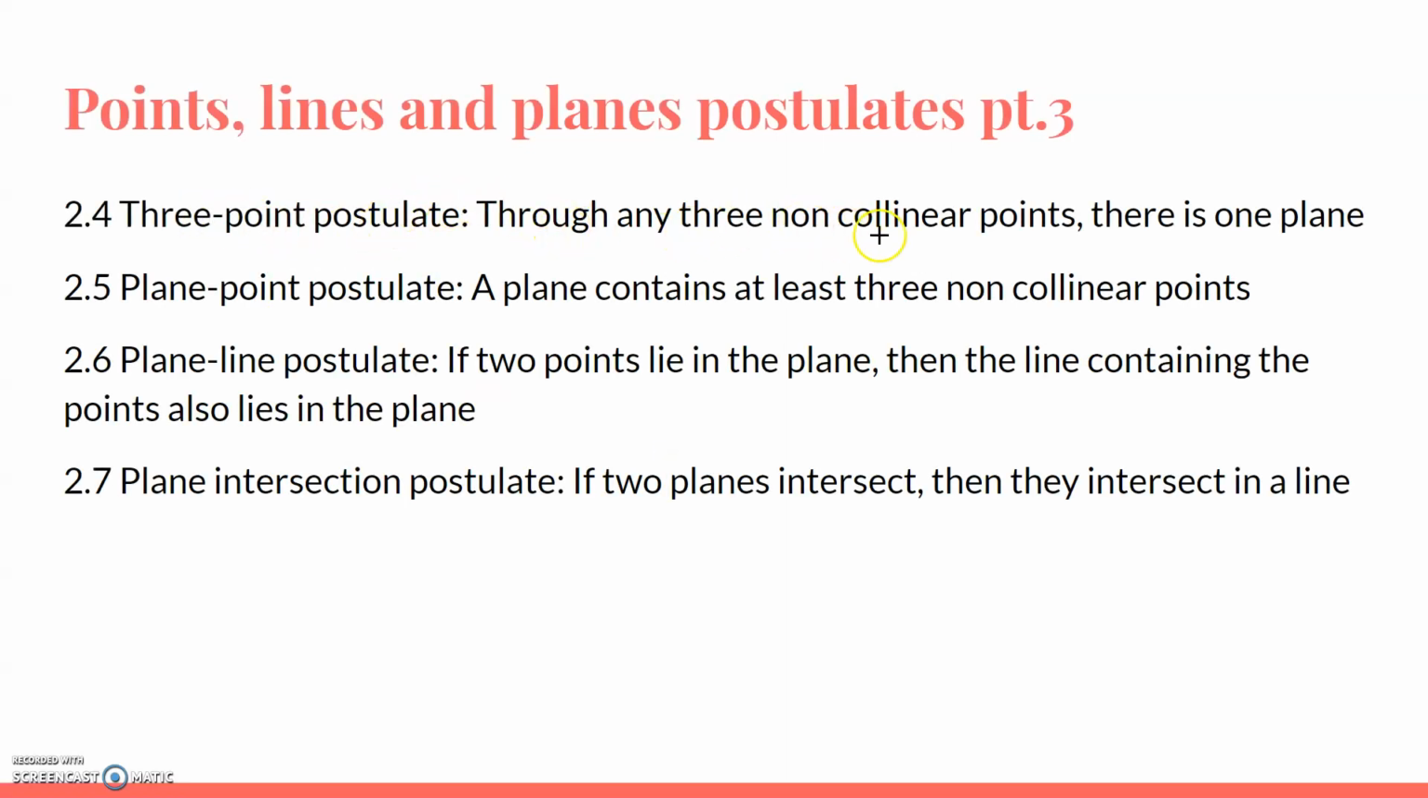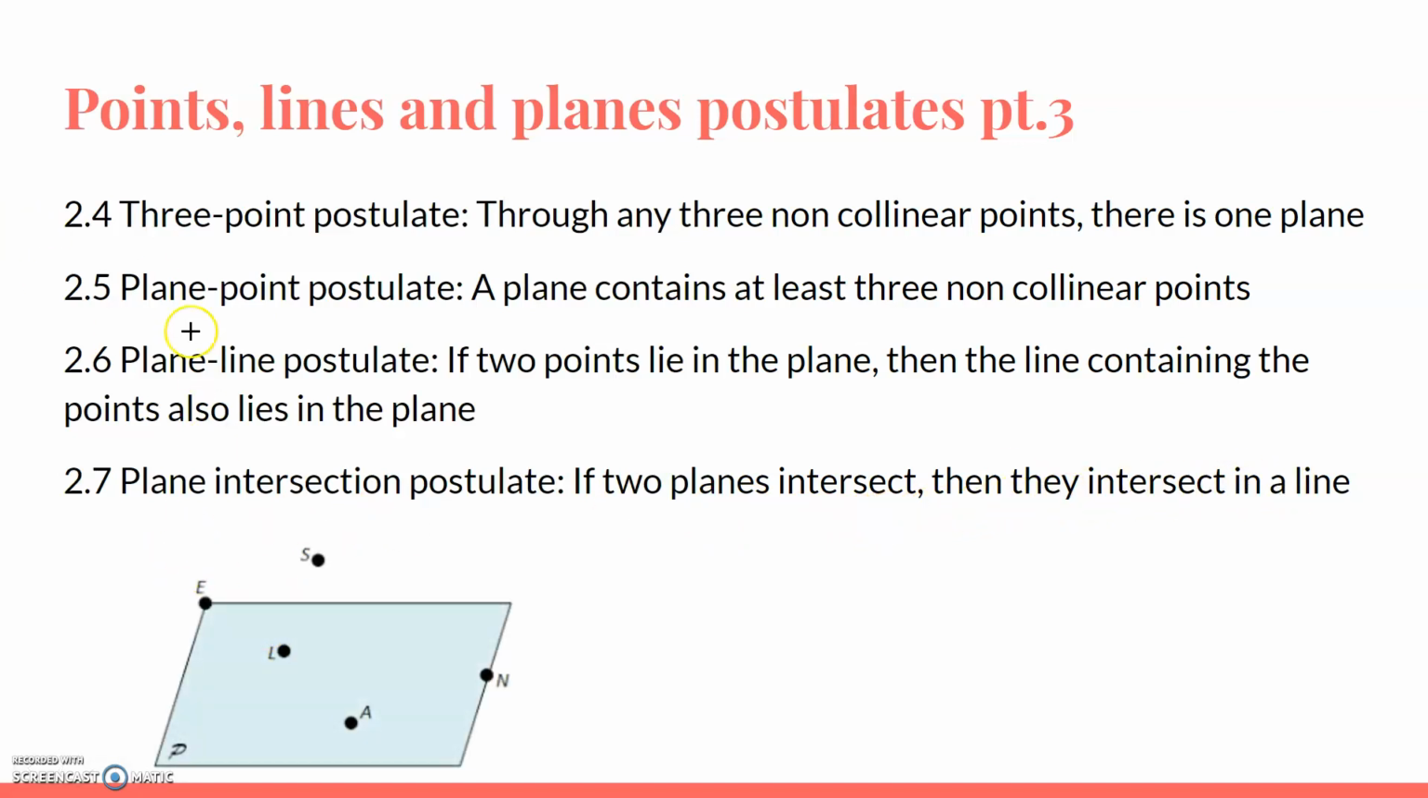Through any 3 non-collinear points, there is one plane. The plane point postulate: a plane contains at least 3 non-collinear points. The plane line postulate: if 2 points lie in the plane, then the line containing the points also lies in the plane. And then lastly, the plane intersection postulate. If 2 planes intersect, then they intersect in a line.